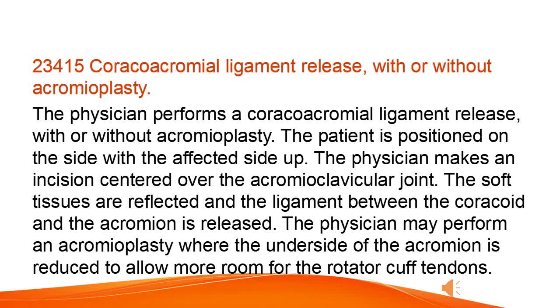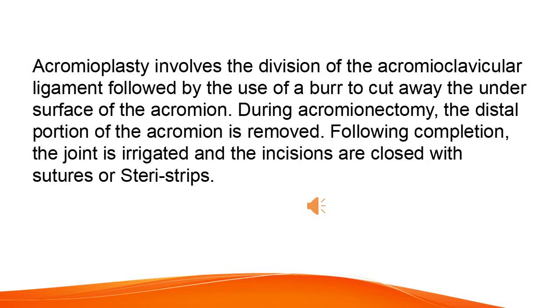The physician may perform an acromioplasty where the underside of the acromion is reduced to allow more room for the rotator cuff tendons. Acromioplasty involves the division of the acromioclavicular ligament followed by the use of a burr to cut away the undersurface of the acromion. During acromionectomy, the distal portion of the acromion is removed. Following completion, the joint is irrigated and the incisions are closed with sutures or Steri-Strips.